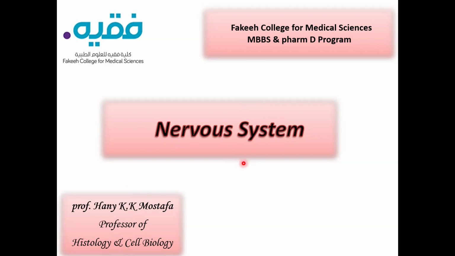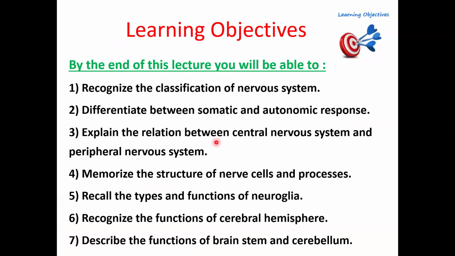Today we are going to deal with the nervous system, one of the regulatory systems within our body. Actually, we have two regulatory systems, the nervous system and the endocrine system, and both of them regulate our body systems.